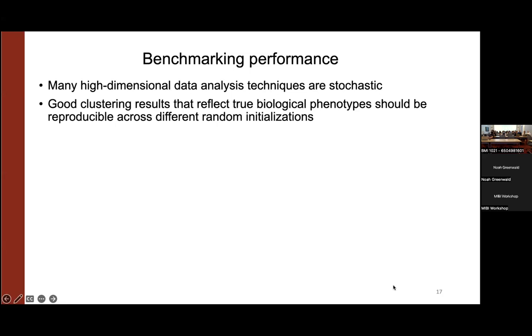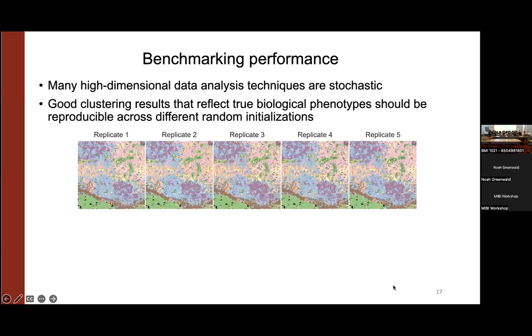And so many high-dimensional data analysis techniques are stochastic, so that means that they are inherently random. So if you take the same data and you run it through the same algorithm multiple times with a different random initialization, you'll get back different results. And so UMAP, t-SNE, these are all actually stochastic. So we reasoned that good clustering results that reflect true biological phenotypes should be reproducible across different random initializations. So we used this as a way to assess how well a particular set of pre-processing steps was doing.